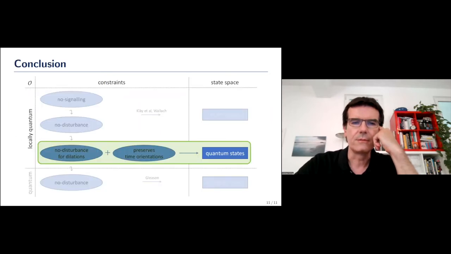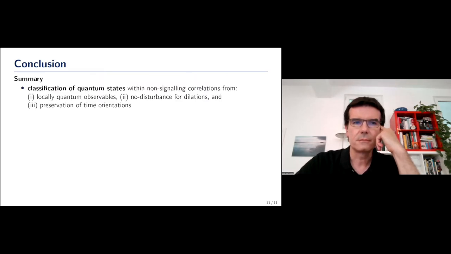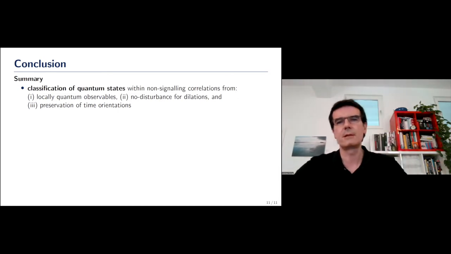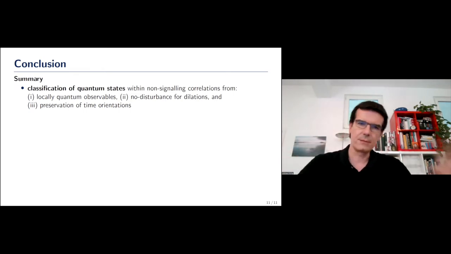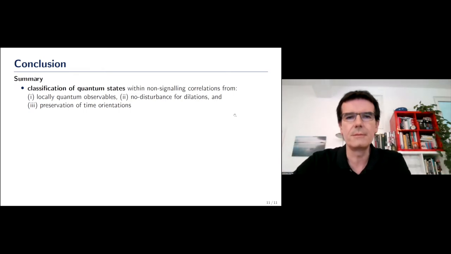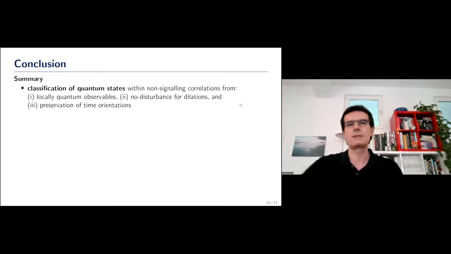So this is a slide I showed very early on. Now we have seen all these ingredients, and we indeed boil down to quantum states. Right, here's a very short summary. We can classify quantum states within non-signaling correlations from the following three assumptions. First of all, locally quantum observables. So what Alice and Bob can measure each separately is quantum in nature. Secondly, we have this no disturbance for dilations, which is a slight upgrade of non-signaling, and it's a non-contextuality condition. And thirdly, this preservation of time orientations.